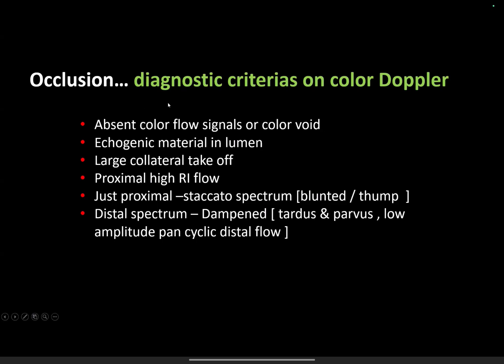Now coming to occlusion, the diagnostic criteria include absence of flow signals on color, or color void in the segment affected, echogenic material within the lumen causing occlusion, large vessel collateral takeoff just proximal to the occlusion, and high RI flow in the proximal vessel. Just proximal to the occlusion we see a staccato or thump spectrum, or disturbed flow spectrum, and distally we see dampened tardus parvus, low amplitude flow with pandiastolic flow.